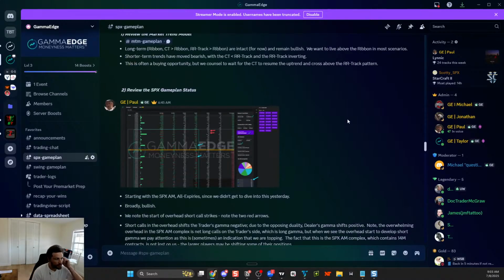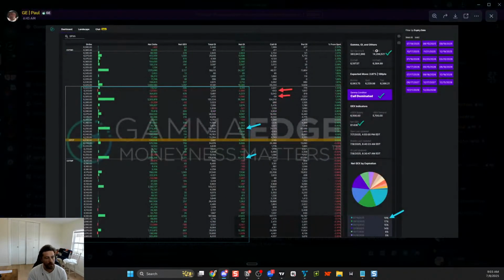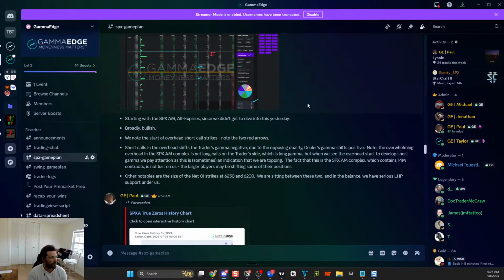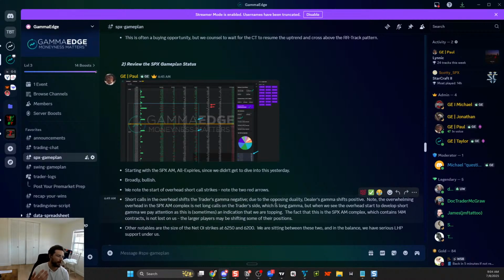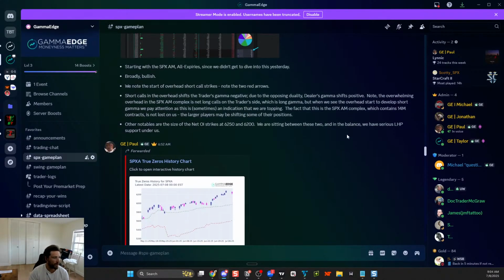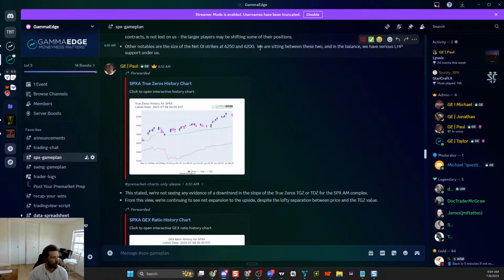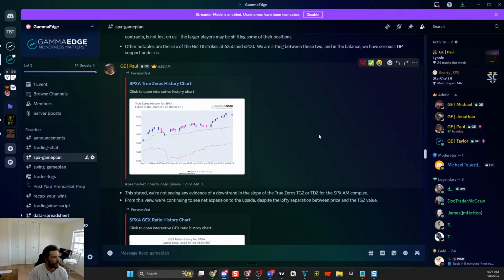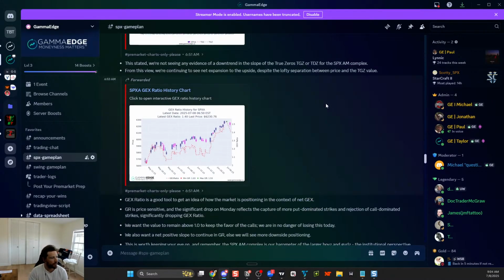So SPXA, this is the cruise ship. This is your longer term institutional money, so to speak. We have 14 million contracts, so it's significant in size. The takeaway is a call dominated structure, so everything is good to see there. If you want to read more in depth, the notes are in the Discord. I'm not going to read word for word here. I trust that you guys are capable readers. True zero, as we're trending higher, good to see.